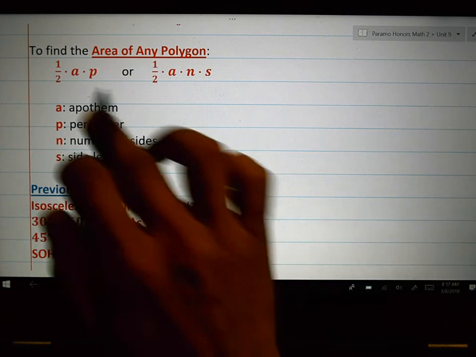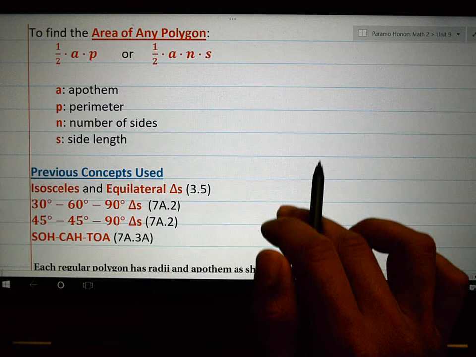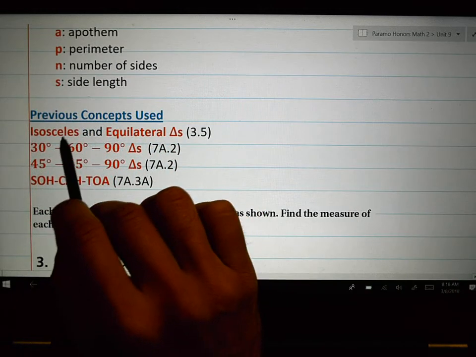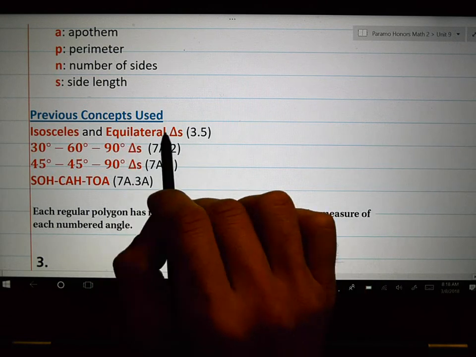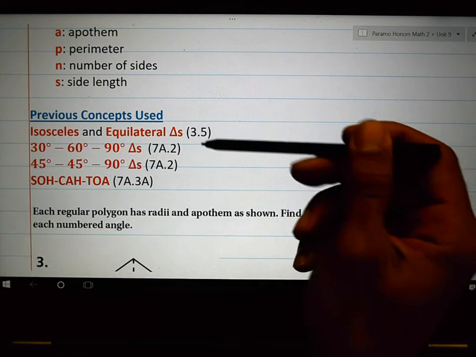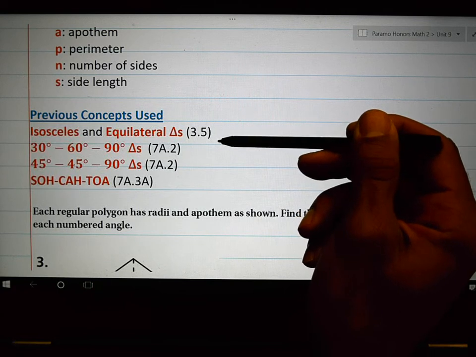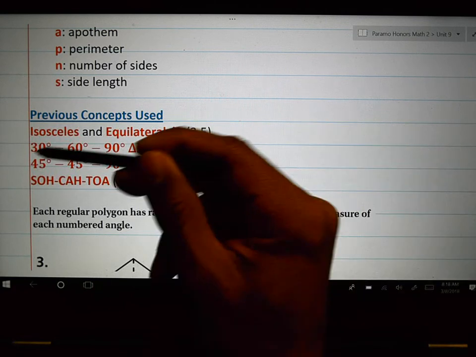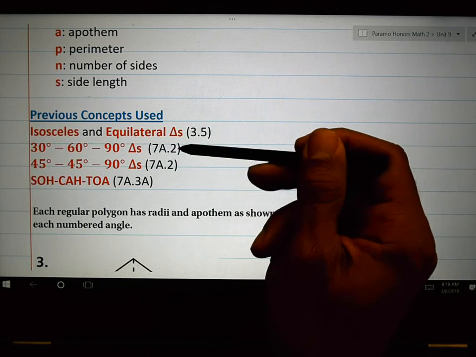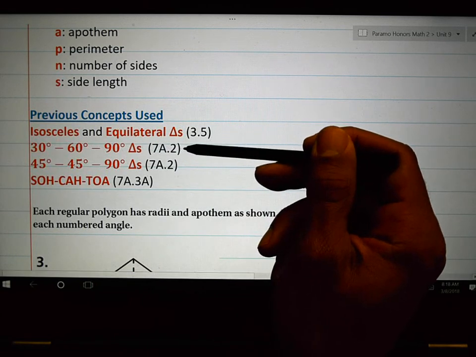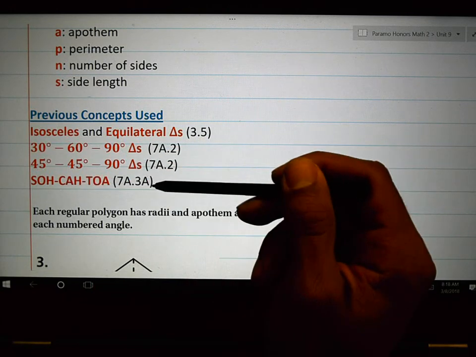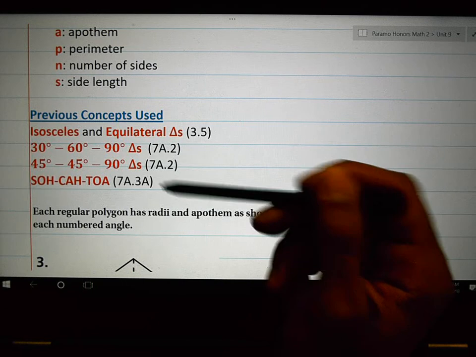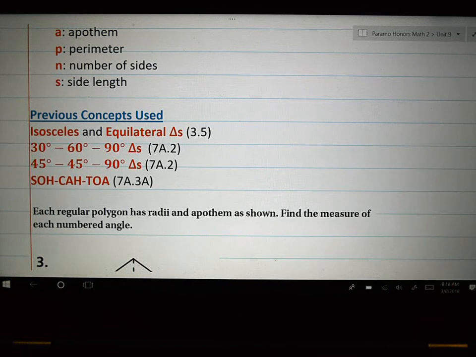1/2 A times P is the area of the polygon. Things that you will need to know: how to deal with isosceles triangles, that comes from 3.5, and equilateral triangles, which also comes from 3.5. If you need a review on those things, go back to the 3.5 notes. If you don't remember your 30, 60, 90 degree triangles, you might need to look at 7A.2. If you need 45, 45, 90 degree triangles, review 7A.2. And there is at least one problem from SOHCAHTOA back in 7A.3A notes. I put them down there for you.